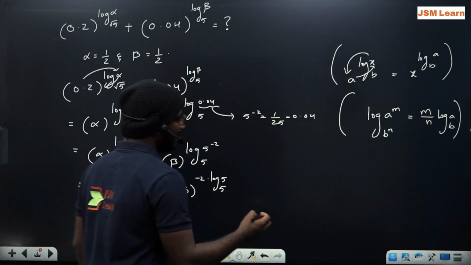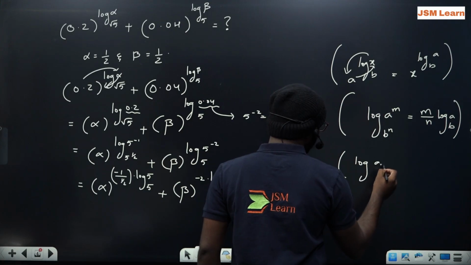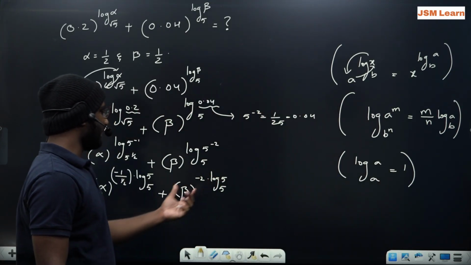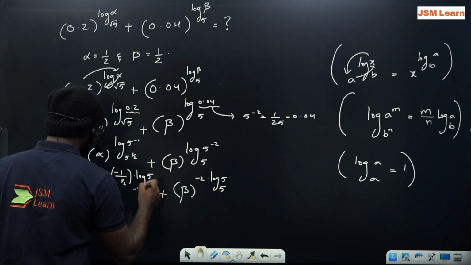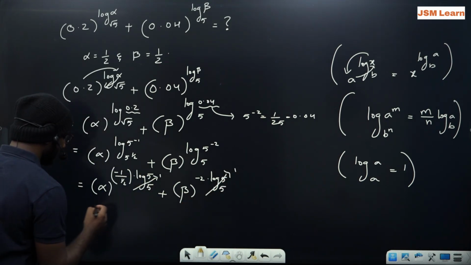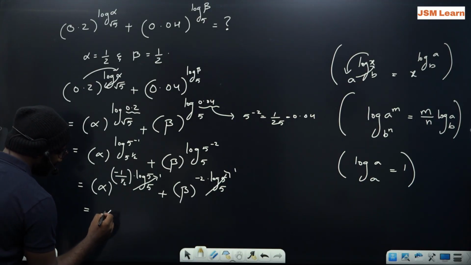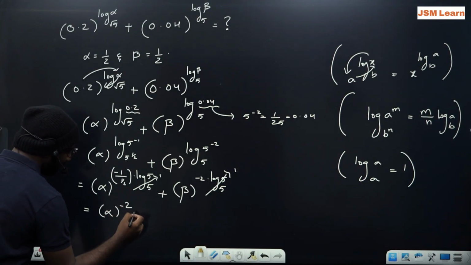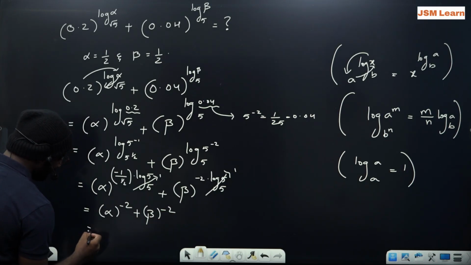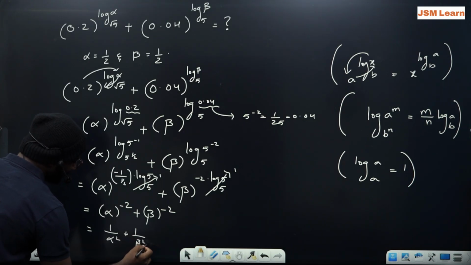Log 5 base 5 value is 1, right? We know log a with the base a equals 1 for any value of a. So both of these become 1. It will be minus 1 by 1 by 2, so this becomes alpha power minus 2 plus beta power minus 2. This can be written as 1 by alpha square plus 1 by beta square.